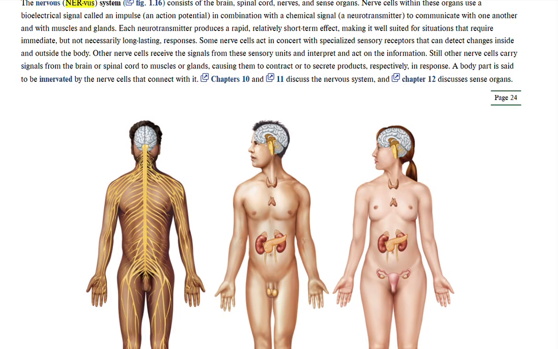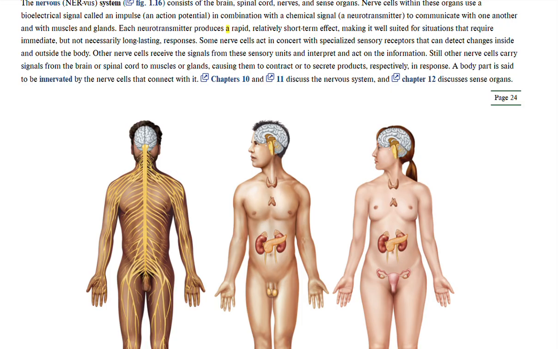The nervous system, figure 1.16, consists of the brain, spinal cord, nerves, and sense organs. Nerve cells within these organs use a bioelectrical signal called an impulse, an action potential, in combination with a chemical signal, a neurotransmitter, to communicate with one another and with muscles and glands.